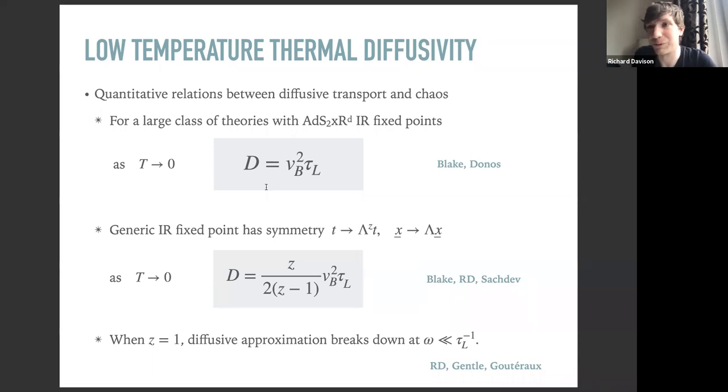Yeah, may I follow up? Can I just say something in relation to this? I just wanted to say that the radius of convergence of hydrodynamics is not determined by the distance to the next mode, but by the place where the hydro mode collides with the next mode, right?